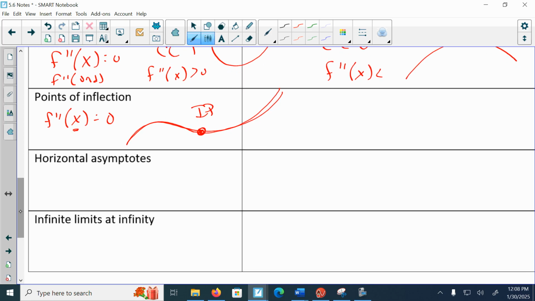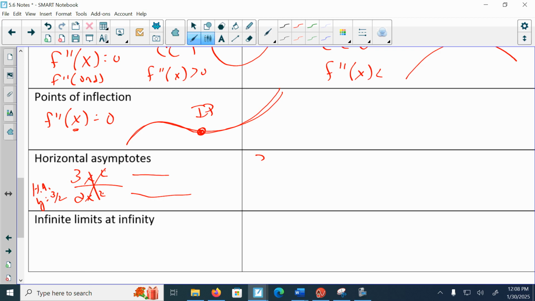Horizontal asymptotes, we just went through those in 5.5. You have to look at the degree of the numerator compared to the degree of the denominator, and then we follow those rules. So if I had 3x squared with other stuff over 2x squared with other stuff, then since these degrees match, my horizontal asymptote would be y equals 3 halves. Cross this out, you get 3 halves.